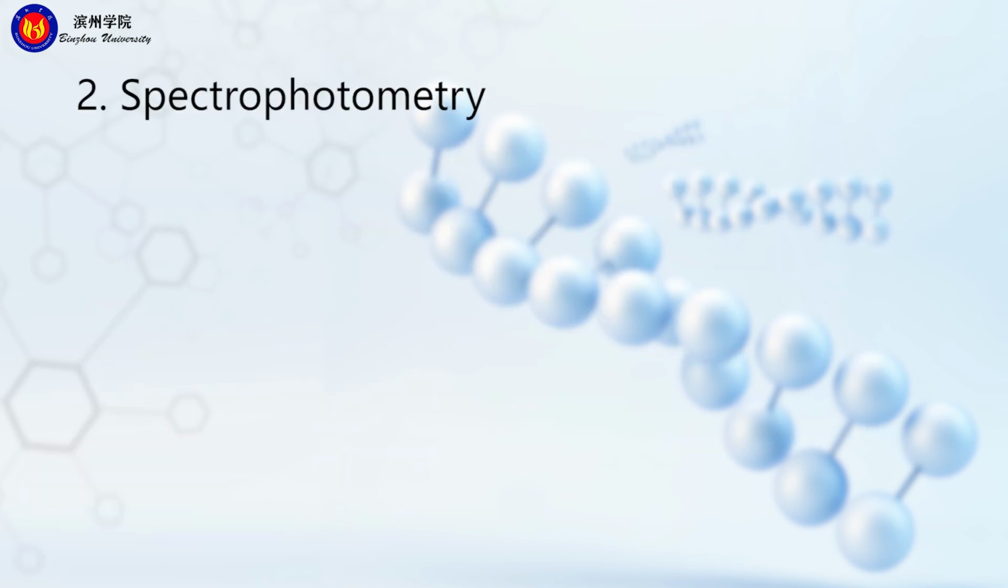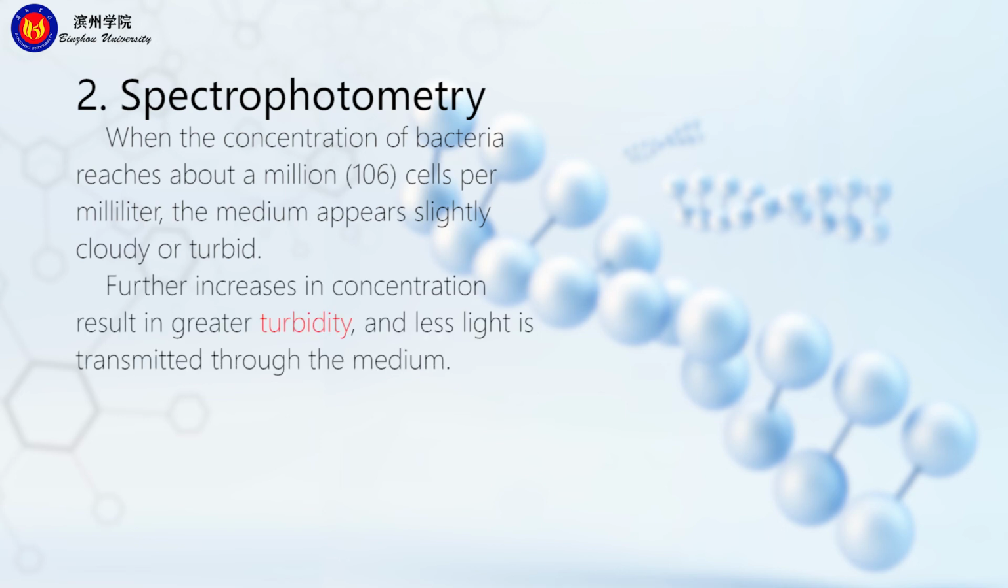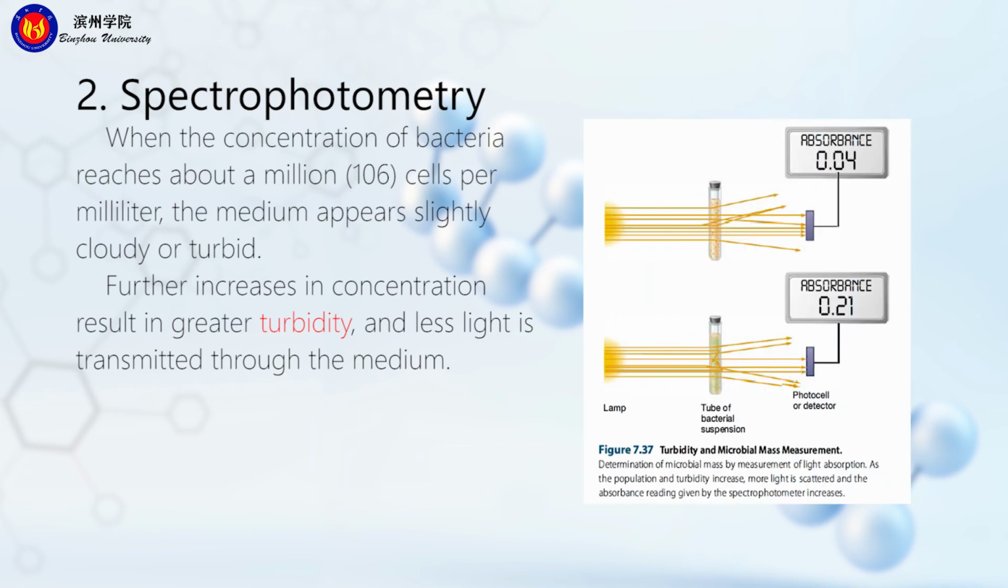We often use spectrophotometry. When the concentration of bacteria reaches about 1 million cells per milliliter, the media appears slightly cloudy or turbid. Further increases in concentration result in greater turbidity, and less light is transmitted through the media. You can see it in the picture. The picture shows turbidity and microbial mass measurement.